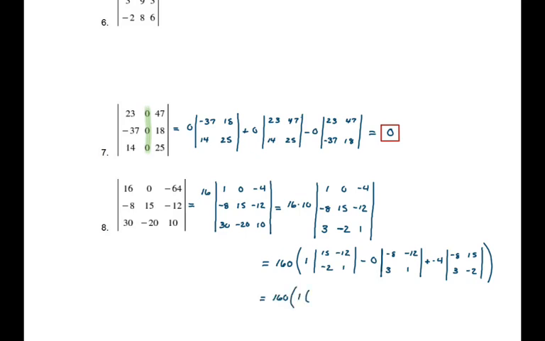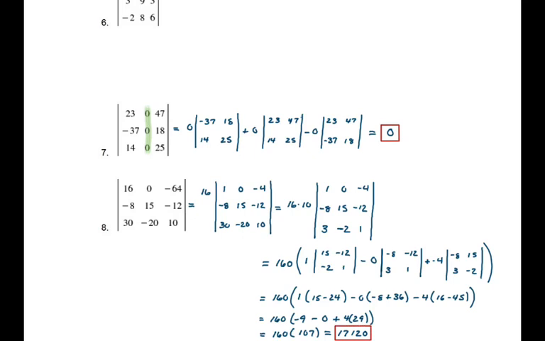So what I have is 160 on the outside. Then it's going to be 1 times the determinant of that 2 by 2 matrix, which would be 15 times 1, which is 15, minus 24. And then minus 0 times the determinant of that 2 by 2 on the inside. And then it's going to be minus 4 times the determinant of that last 2 by 2, which would be 16 minus 45. And that gives me 160, rather. And then 15 minus 24 is negative 9, actually. Oops, forgot the negative there. And then 0 times anything is 0, and then 16 minus 45 is negative 29. So I have 160 on the outside, and then 4 times 29 minus 9 is 107. So 160 times 107 is 17,120. So the determinant of this matrix for number 8 is 17,120.